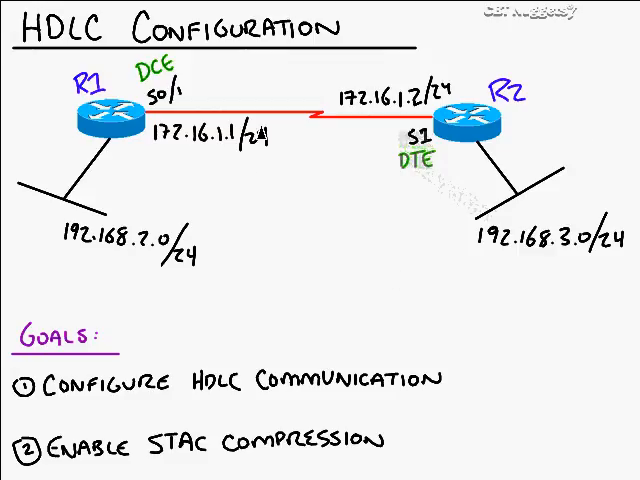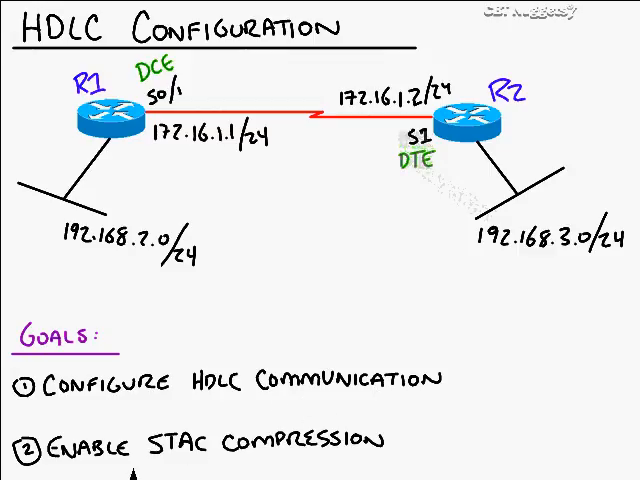I've set up a simple topology on the screen. We have two routers that are connecting using HDLC. The IP addresses I've already set up, and I'm emulating these LANs using loopback interfaces. We have the DCE and DTE side, so we will need to set a clock rate. And I have two goals. One, I need to configure HDLC communication, which shouldn't be too difficult because that's the default encapsulation on any serial interface.